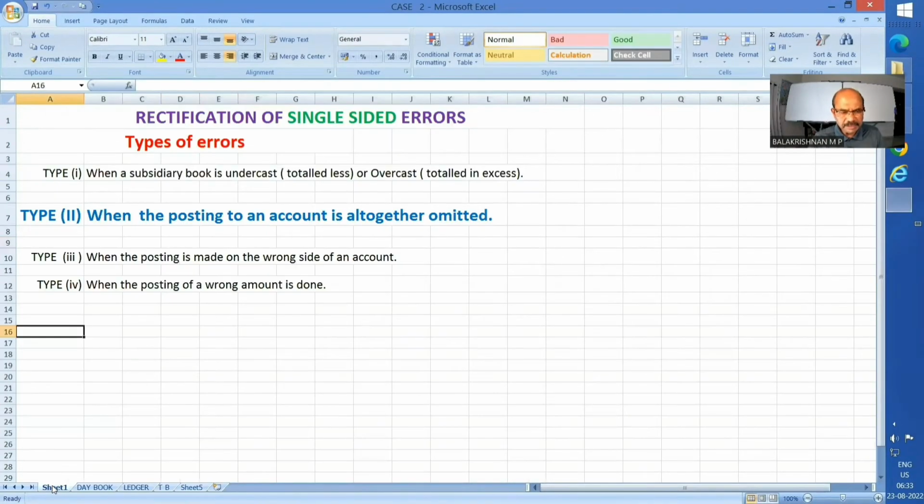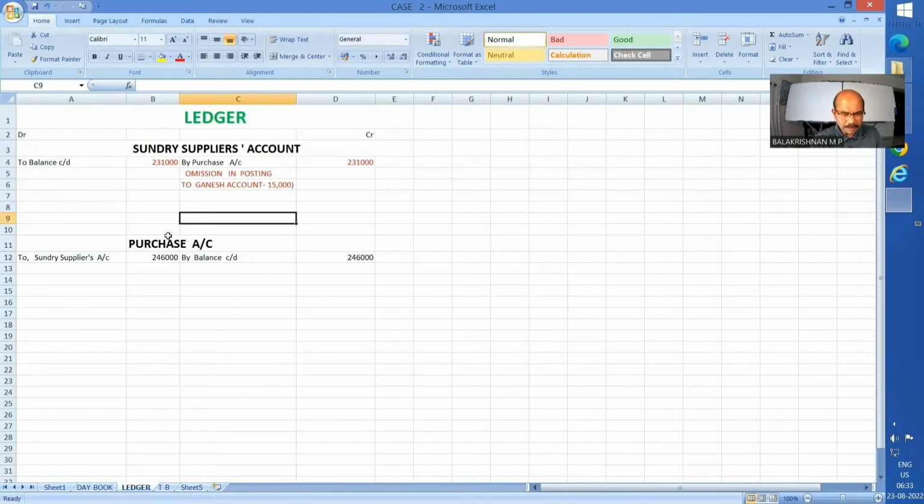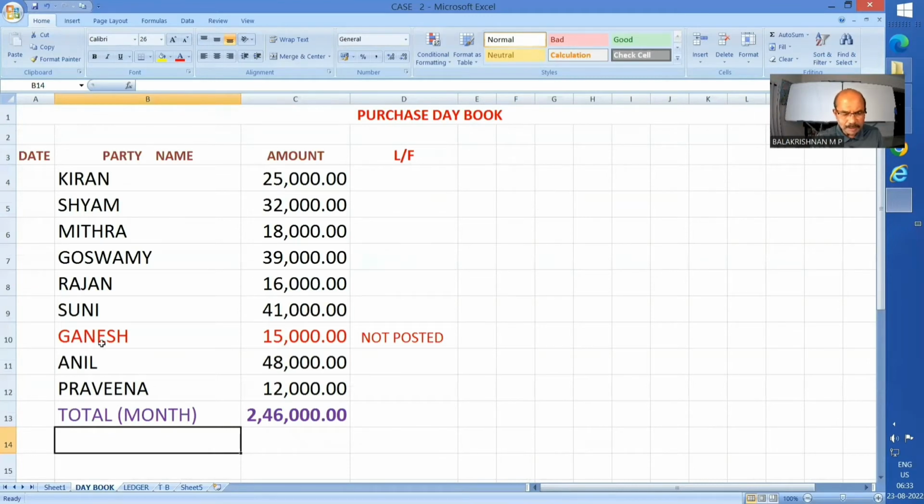Okay, next type 2, when the posting to an account is altogether omitted. For that purpose, let me base it on the same day book. Day book has been properly posted. The total comes to 2,46,000. Obviously, purchase account will be rightly posted with 2,46,000. However, I am assuming that Ganesh account 15,000 remains unposted. They made an omission in posting his account.